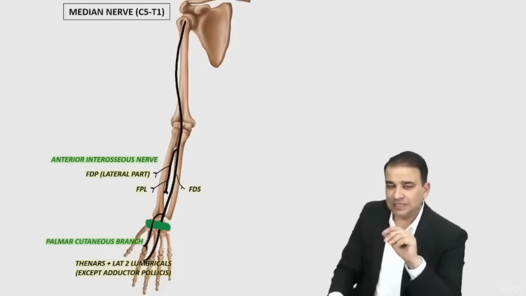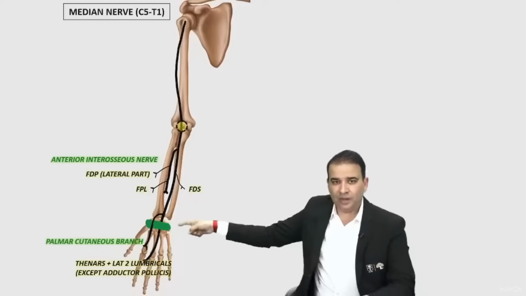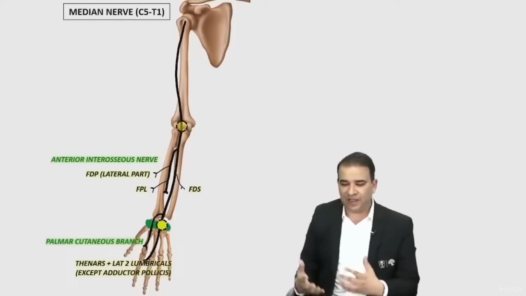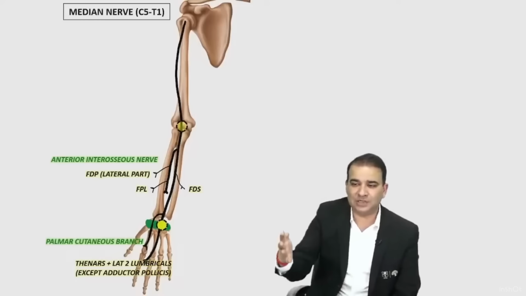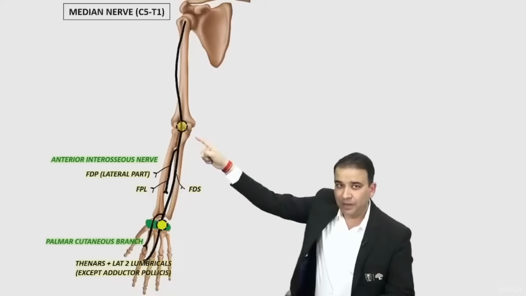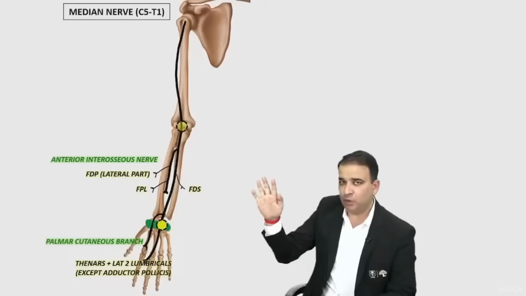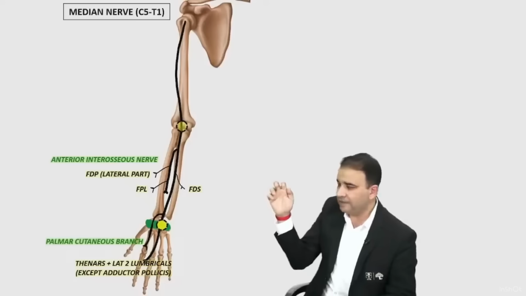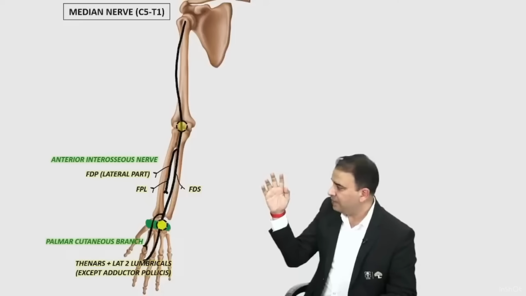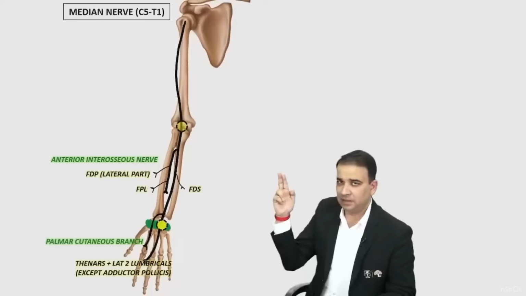Now the question is, if there is an injury, how will you differentiate higher from lower? If I come to you with the ape thumb deformity, how will you say it is a higher injury or lower injury? Well, in case of higher injury, when you ask the patient, after seeing the ape thumb deformity, to make a fist, he is not able to flex the index finger or maybe not able to flex both the fingers, the index and middle finger.